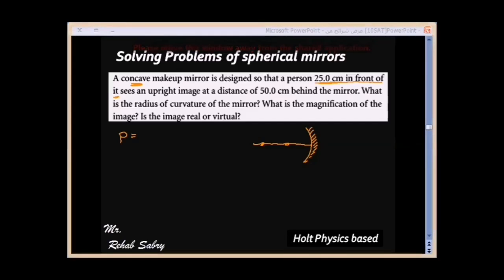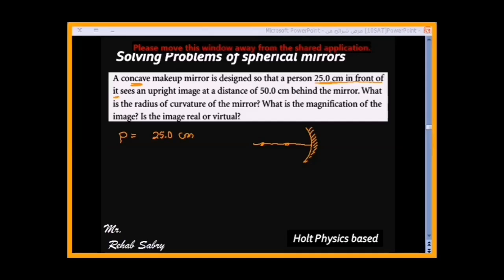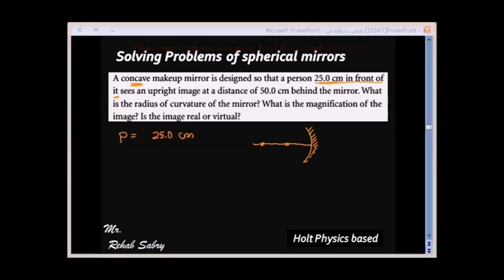So this is the object. P equals 25.0 centimeters. Here, will I put positive or negative? Let us ask ourselves: do we put the object in front of the mirror or behind the mirror? In front. So the distance of the object is always positive. Is it clear? Any question here for the others? No. Alhamdulillah.